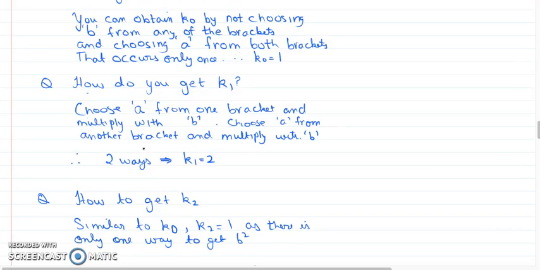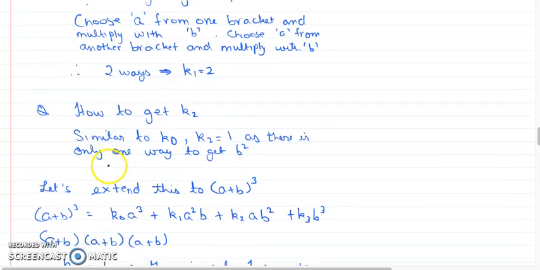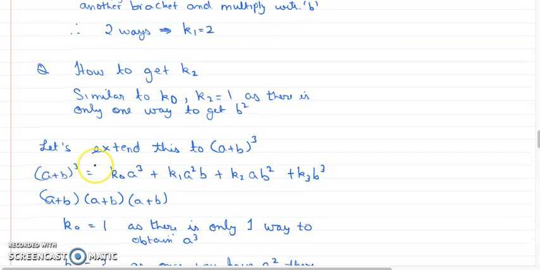Now I want to extend you a bit further into (a + b) whole cubed. So another example, (a + b) cubed. Similarly it can be written as k0 a^3 plus k1 a^2 b plus k2 a b^2 plus k3 b^3. We're going to use combinations to expand this again.